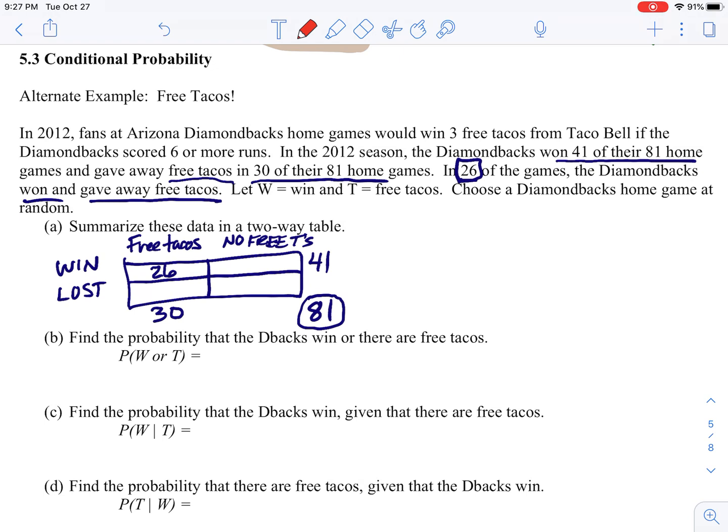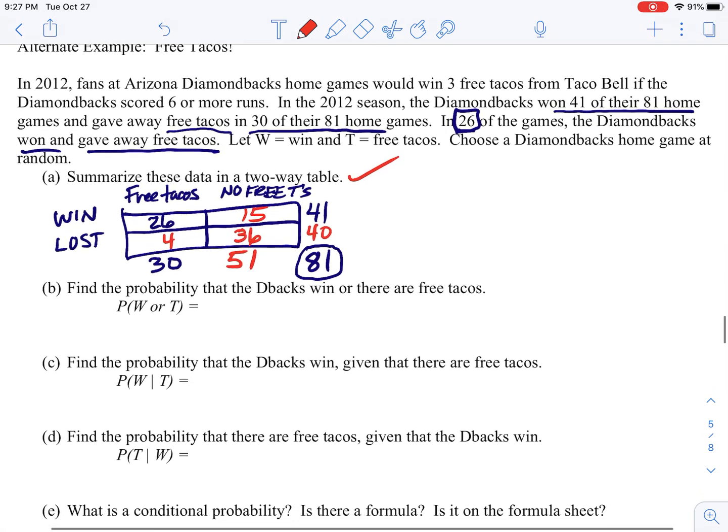So now we just go and subtract and do hopefully some easy arithmetic here to figure out what is in between all these numbers. So if we do that correctly, I believe we get these numbers. The blue numbers are the ones that we were given, and then the red numbers are the ones that we had to figure out on our own. So there we go. We got our two-way table. Check that off. Now we have a couple questions to answer.